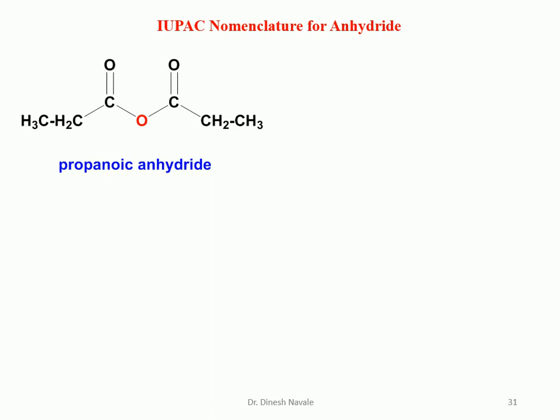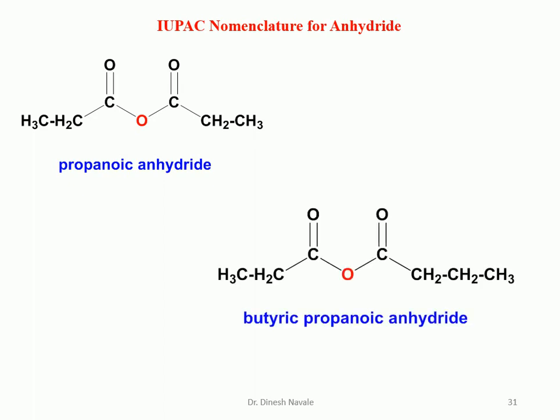So for this molecule, both the side chains are the same, like the propane group. This also has 3 carbon atoms of propane. So the IUPAC nomenclature is going to become propanoic anhydride. Propane is the chain, E will be replaced by oic anhydride. So the IUPAC nomenclature is going to become propanoic anhydride.